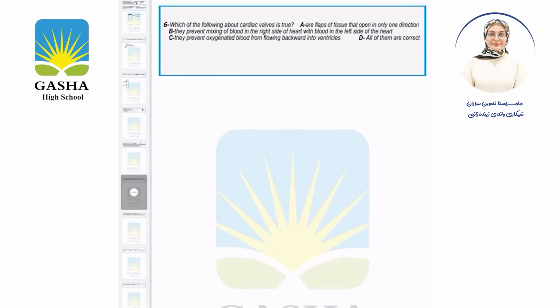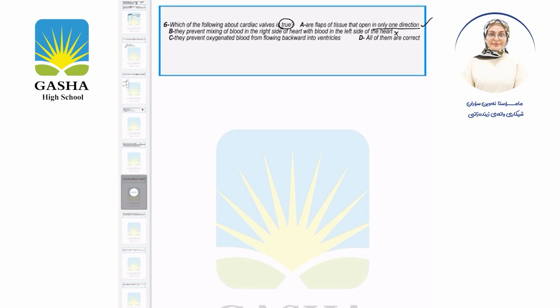Question 6, which of the following about cardiac valves is true? So in here, we are talking about the true answer, okay? A, are flaps of tissue that open in only one direction. So A is talking about the valves opening in only one direction, which is true. B, they prevent mixing of the blood in the right side of the heart with the blood in the left side of the heart. Actually, this is not the function of the valve, it's the function of the septum. So this one is not true.